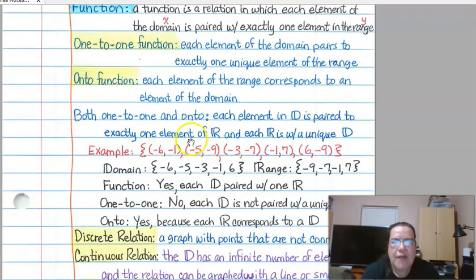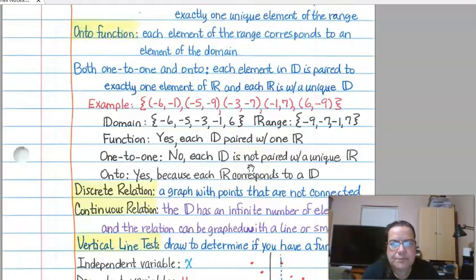And if you have the situation where they're both one-to-one and onto, then every element in the x, all the x values, so the elements in the domain, are paired up with exactly one element of the range. And each element of the range is paired up with a unique domain element. So an x is paired up with a y, paired up with the x. So let's go ahead and look at an example.